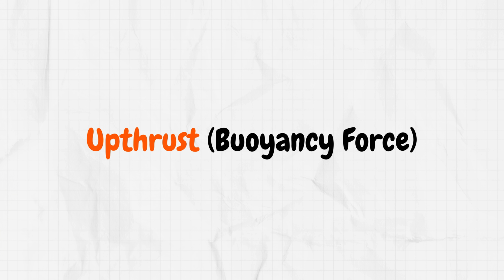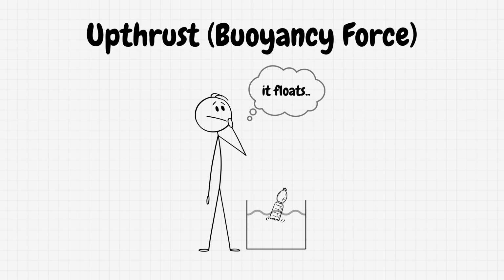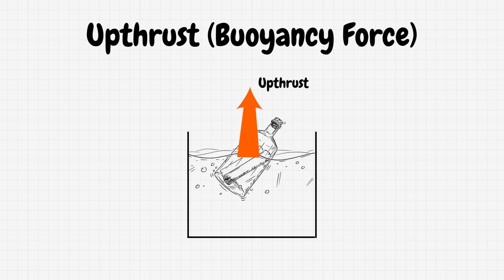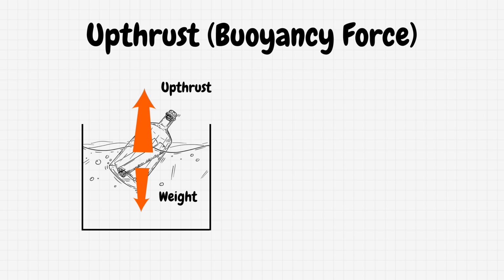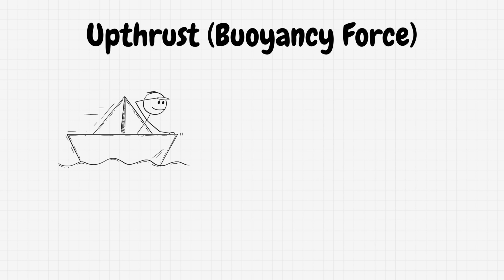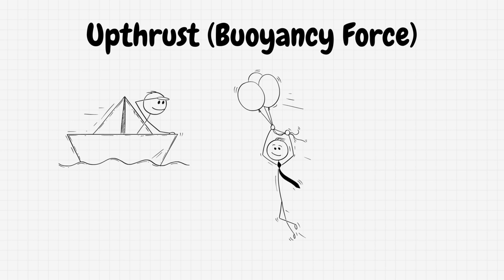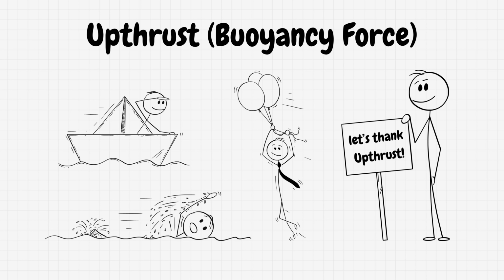Next, we have upthrust or buoyancy force. When you drop something in water and it floats, that's because of upthrust or buoyancy force. Upthrust is the upward force a fluid exerts on an object when it's immersed in it. If upthrust is greater than the object's weight, it floats. If it is less, it sinks. Boats float, balloons rise, and swimmers stay afloat, all thanks to upthrust.